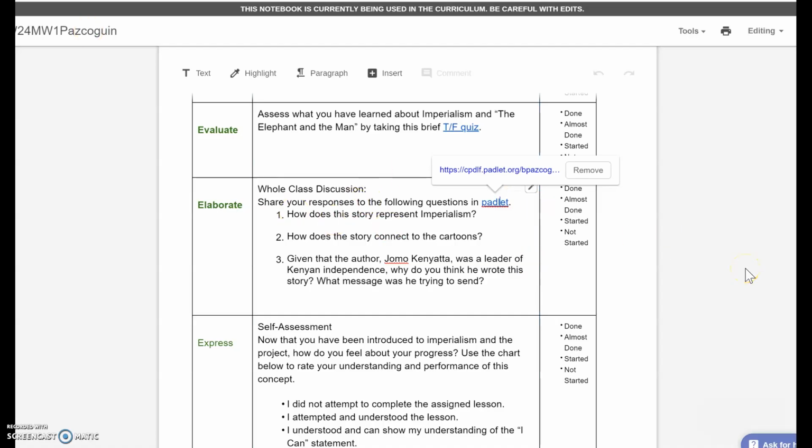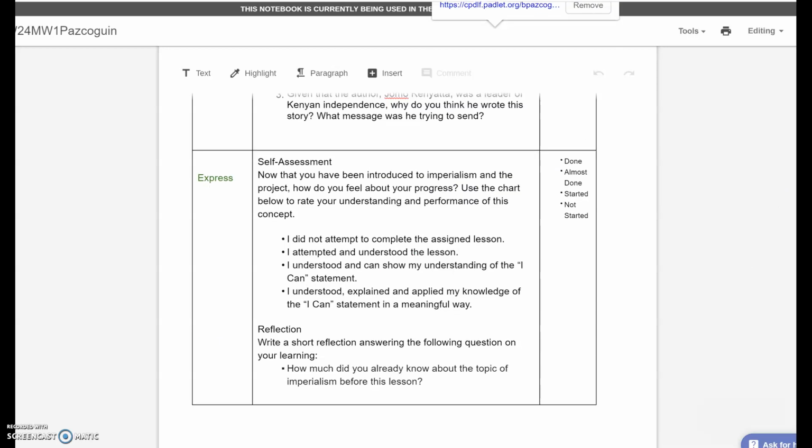How does the story represent imperialism? How does the story connect to the cartoons? Given that the author, Kenyatta, was a leader of Kenyan independence, why do you think he wrote the story? What message was he trying to send? And then you're going to answer the reflection questions. So this is just to get you started.